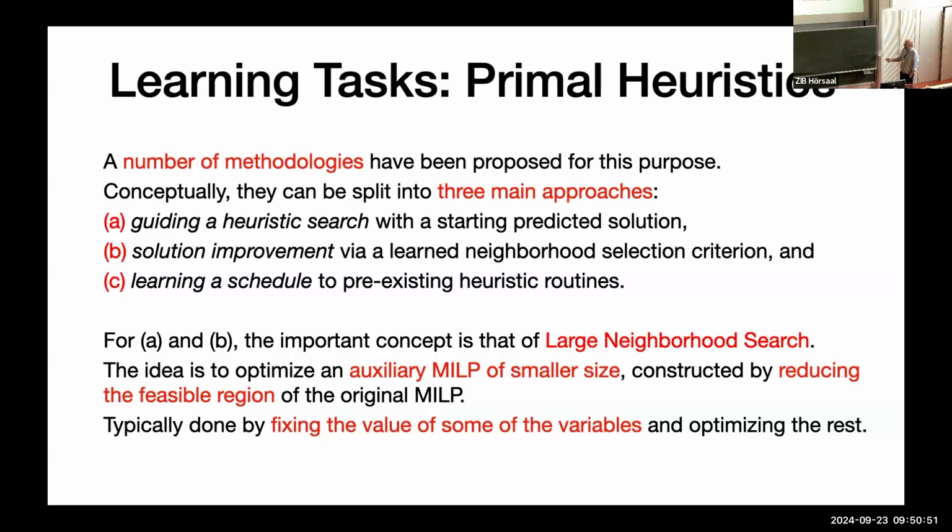For A and B here, the important concept is the one of large neighborhood search. So the idea is to optimize an auxiliary MILP of smaller size. As you have realized, I'm using MILP and MIP in the same way. So you want to restrict the size of your problem, looking at a neighborhood of one solution or a neighborhood of the problem itself, by going deep in that particular place. And for both A and B, this is what happens.